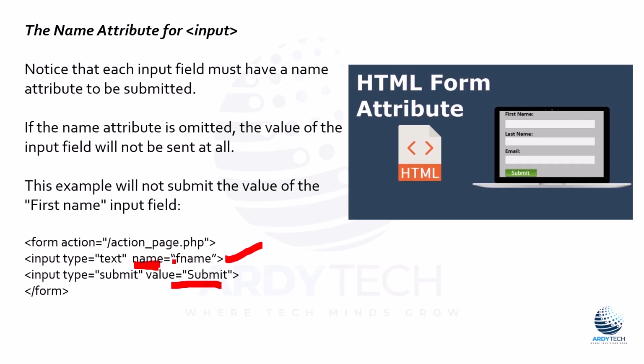For example, for fname, whatever information is typed on the fname input field can be stored here, so that when the user clicks on submit, that information will be sent directly to the server for processing. But if this name attribute is omitted, that information will not be tracked easily. So that is how the name attribute works.